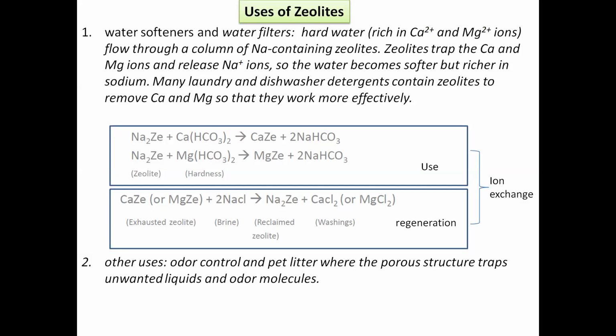So if you take such hard water and flow it through a column of sodium-containing zeolite, the sodium will be replaced by calcium or magnesium, and then the water will come out with sodium ions. So, effectively, the water has become softened. So nowadays, many laundry detergents and dishwasher detergents contain zeolite, because it can absorb the calcium and magnesium ions.